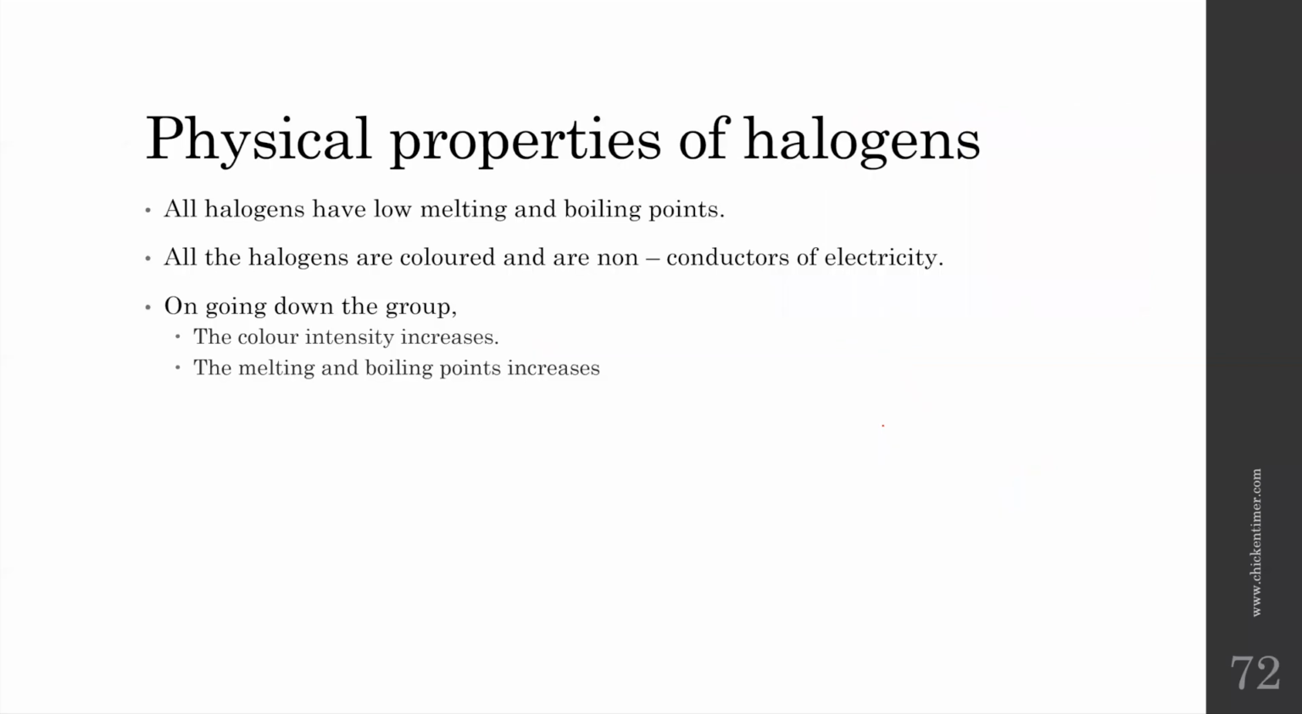So this is a summary. They are non-conductors of electricity. Halogens are non-conductors of electricity. You should know why. What is the reason? Can you tell me what is the reason behind why halogens are non-conductors of electricity?